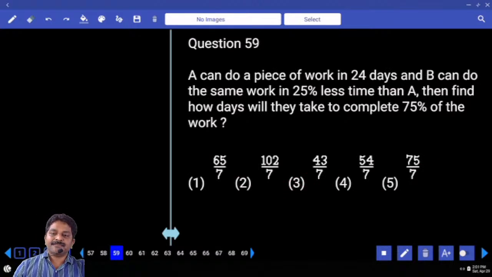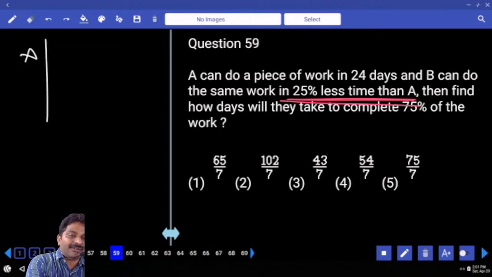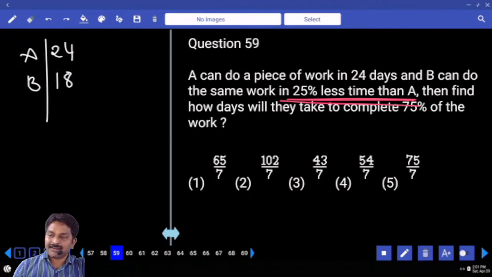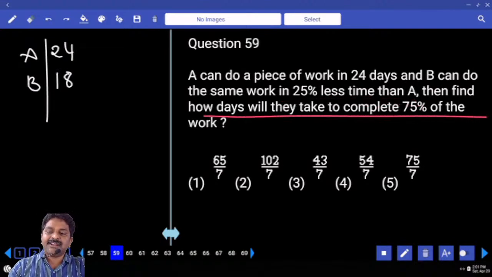A can do a piece of work in 24 days and B can do the same work in 25% less time than A. They are comparing time only. Agreed? If A takes 24 days, B takes 25% less time. 25% in the sense 1/4, which is 6 days less. That is 18. Then how many days will they take to complete 75% of the work?